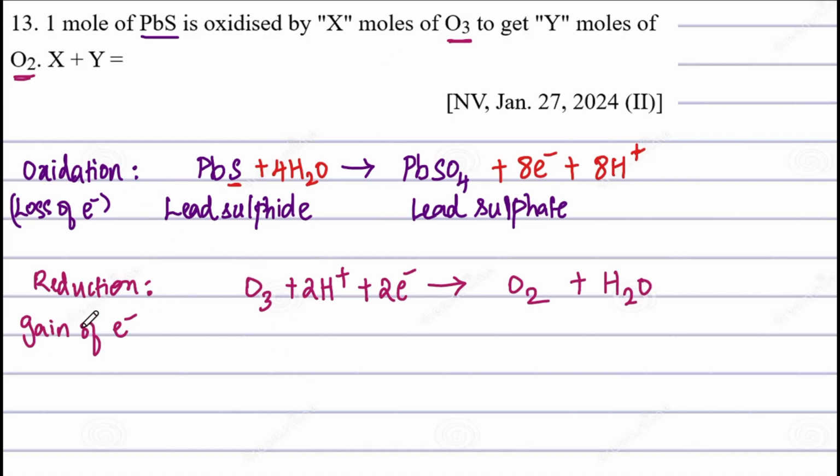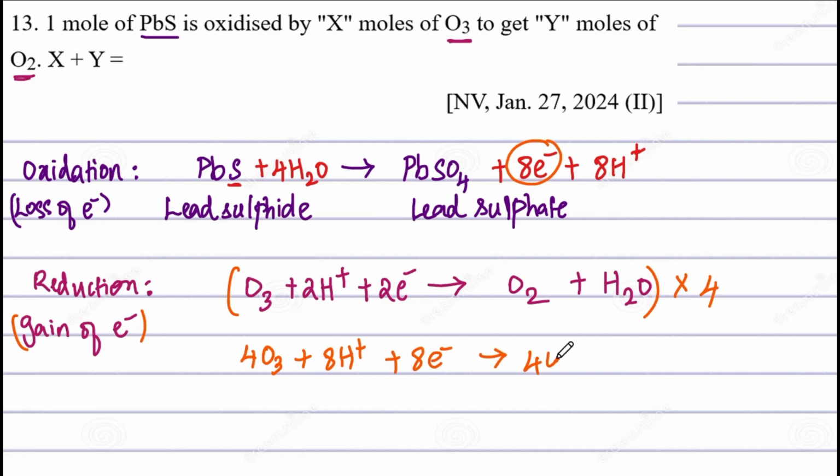So the oxidation half reaction and reduction half reaction are written. Now you have to equate the number of electrons. The number of electrons in the oxidation half reaction is 8, but in the reduction half reaction it is only 2. So you have to multiply this equation by 4. So now the reduction half reaction is 4O3 plus 8H+ plus 8 electrons gives 4O2 plus 4H2O.